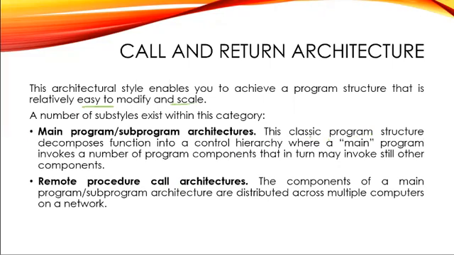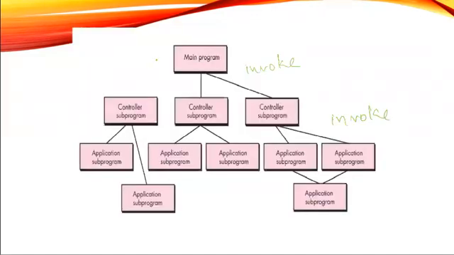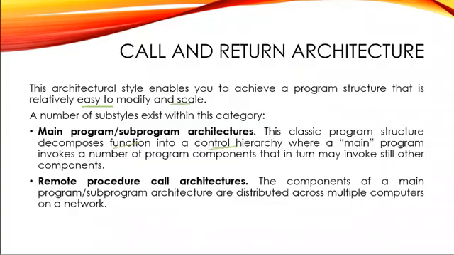Coming to the definition, I'll just read it out. A classic program structure decomposes functions into a control hierarchy. This is your control hierarchy: the first program calls the second program, the second program, in order to complete the task, calls the third program, and then it in turn can call the fourth program. It invokes a number of program components that in turn may invoke still other components. That is, in a hierarchy they can invoke other components in order to complete the task.